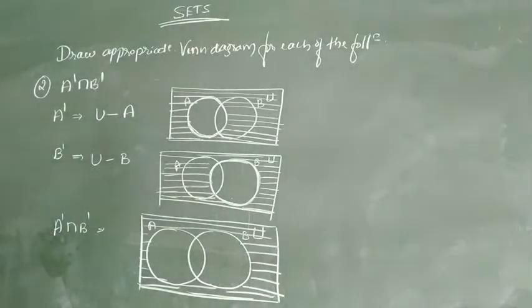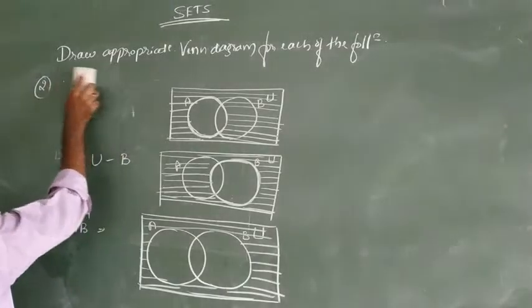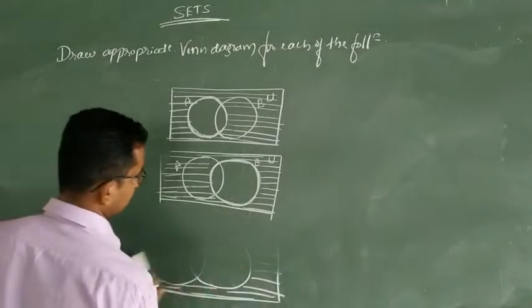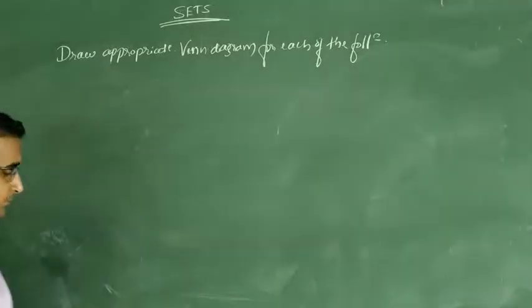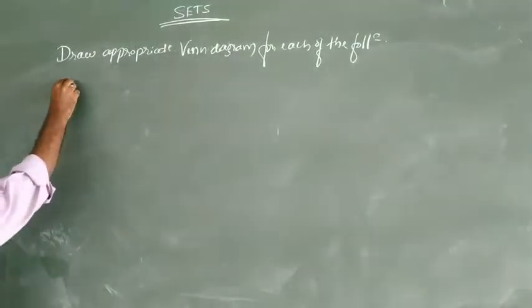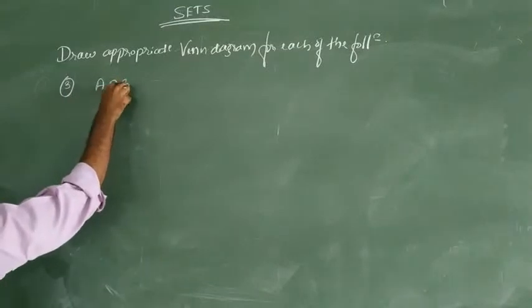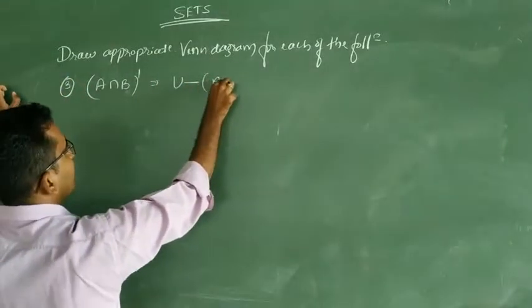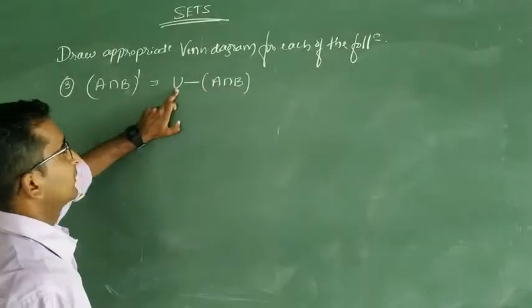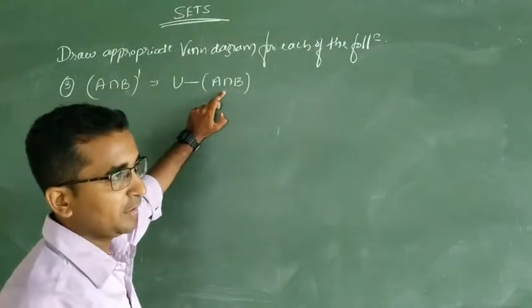Getting? Okay. The next one is about A intersection B whole dash. A intersection B whole dash is nothing but U minus A intersection B. The elements which are present in U but not in A intersection B.